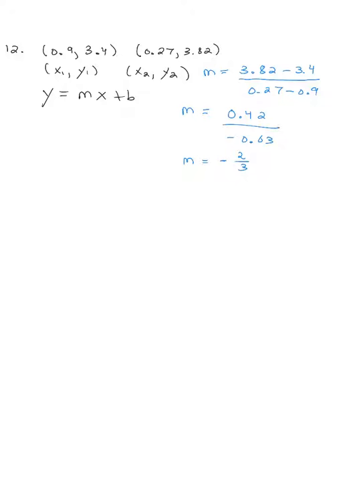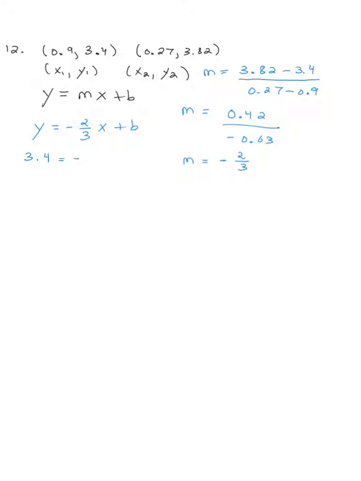All right, let's see, y is equal to negative 2/3 x plus b. And now I have to solve for b by using either one of my points. I guess I'll use the first one here. 0.9 goes in place of x and 3.4 goes in place of y.